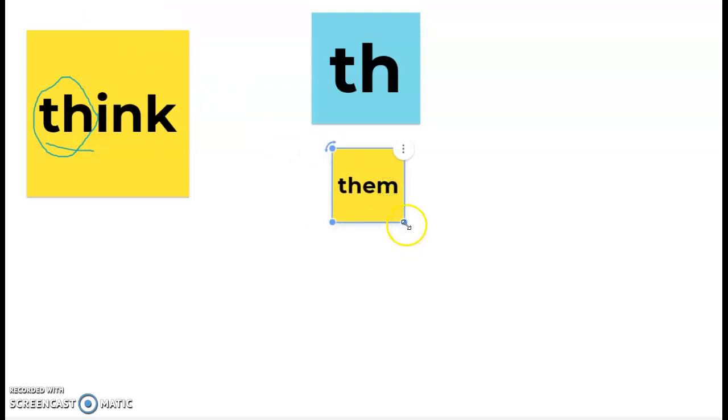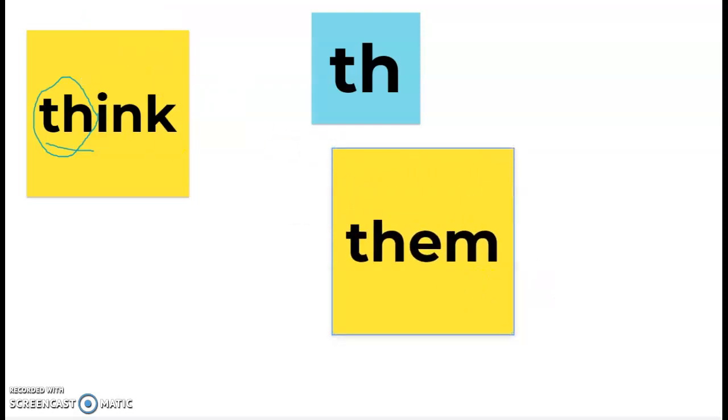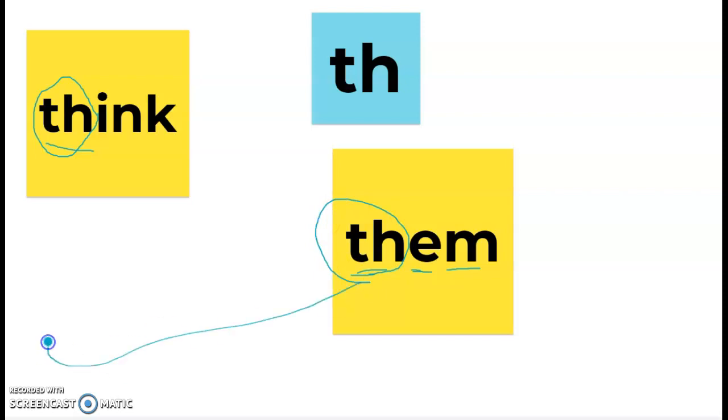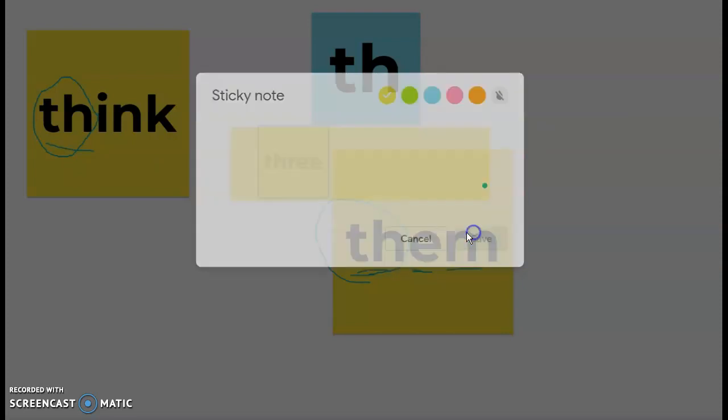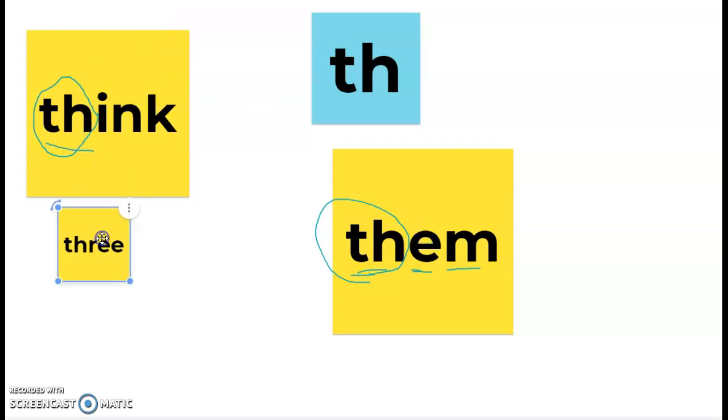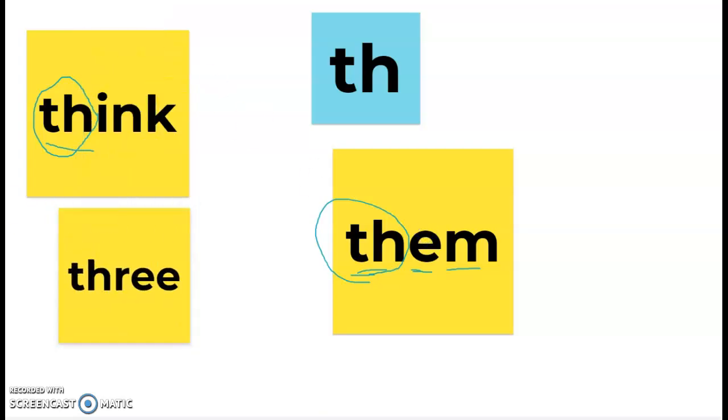Let's sound out this word. We know TH says th, them. We see that consonant cluster TH. Let's look at another word. We know TH says th. Let's sound it out. Th, r, ee, three.